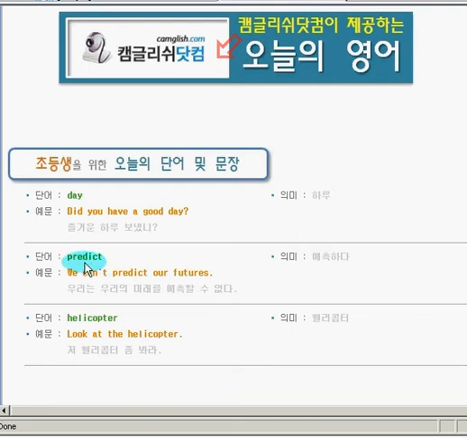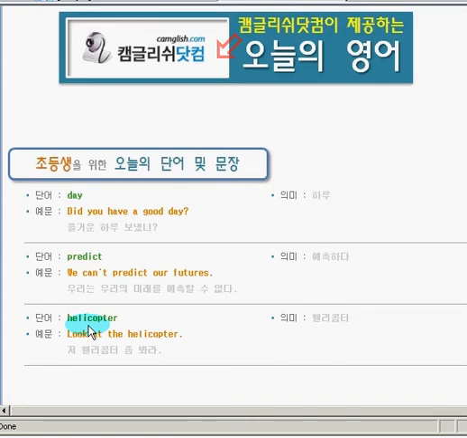Next is predict. Predict means to tell in advance. Let's make a sentence. We can't predict our futures. We can't predict our futures. Yes, right.